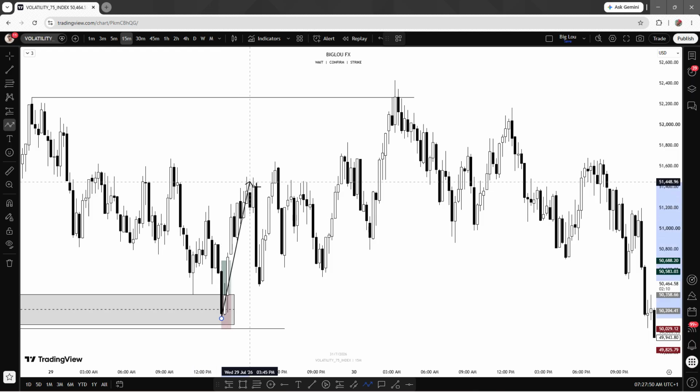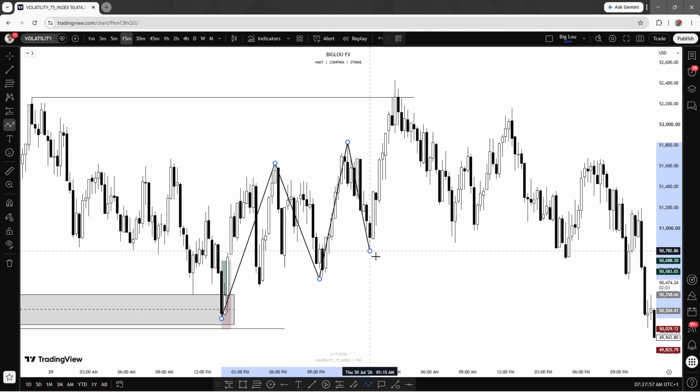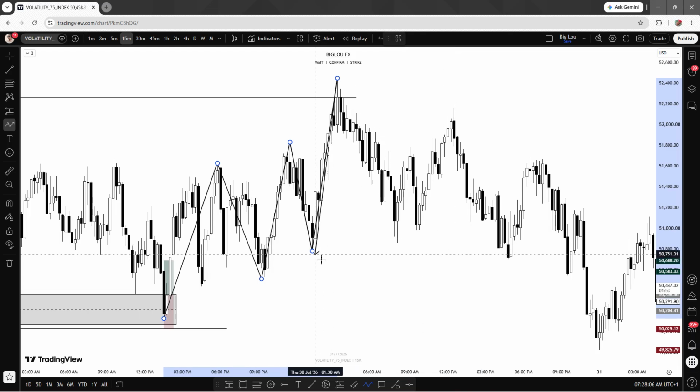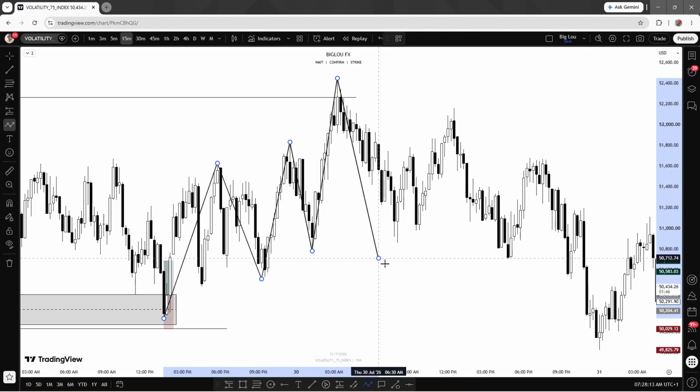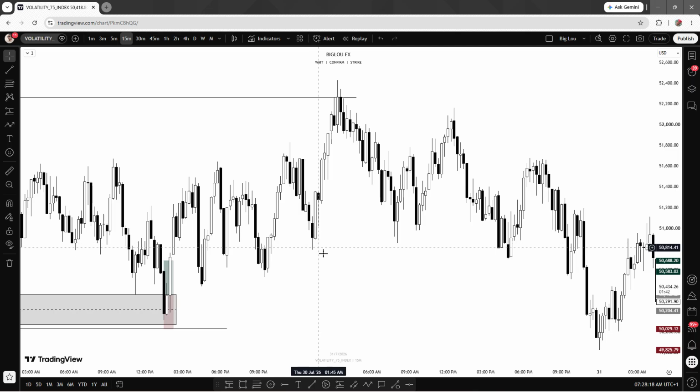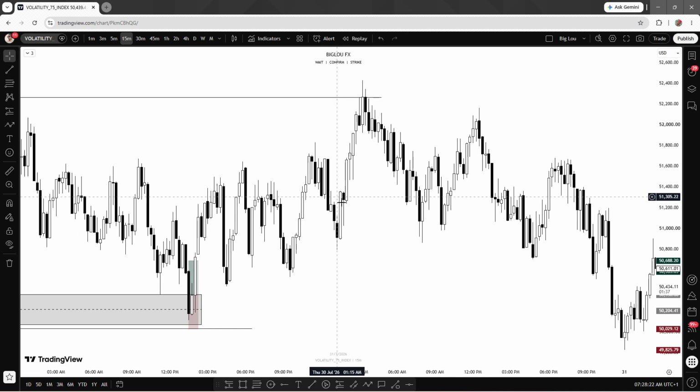Higher low, higher high, higher low, higher high, higher low, higher high. That's web structure. And then it did this without creating any meaningful structure. But finally, it broke this low. This was the last higher low. It broke it somewhere around here. So if you mark it that way, you'll see that this was the last internal low that swept that high without breaking it.